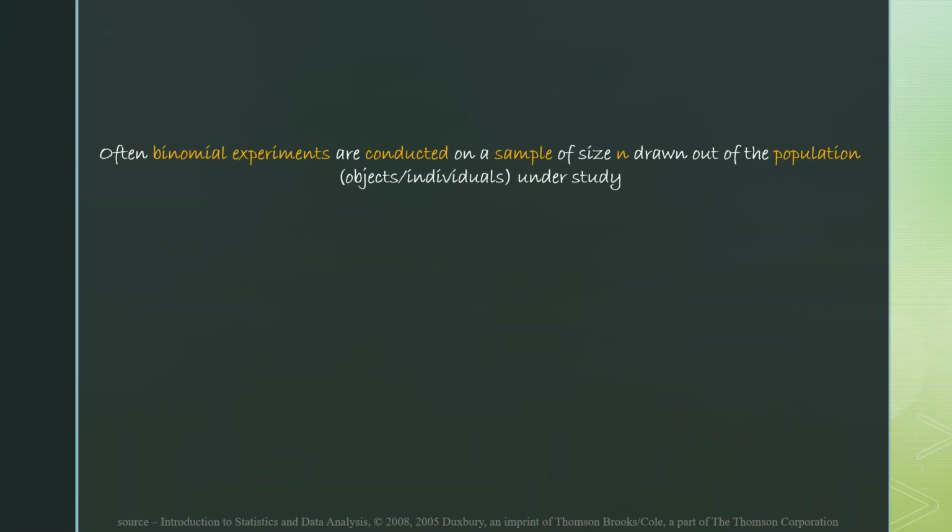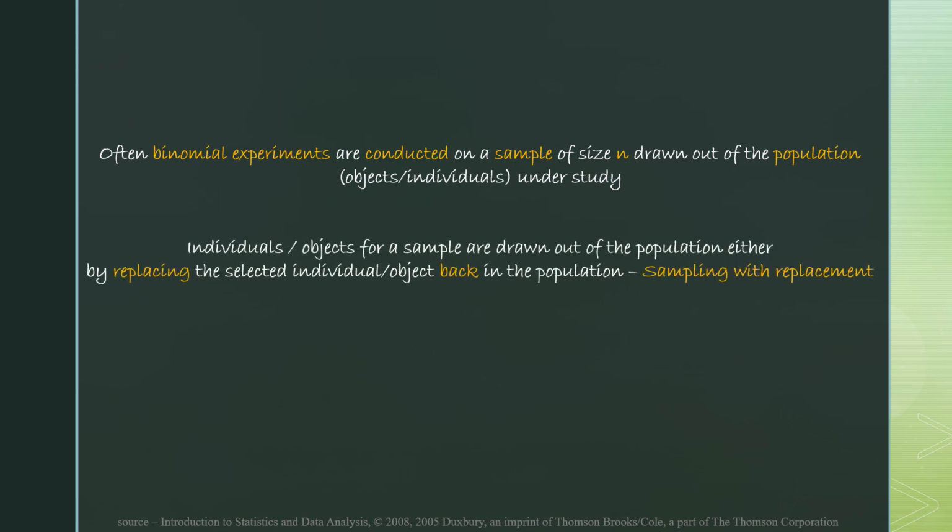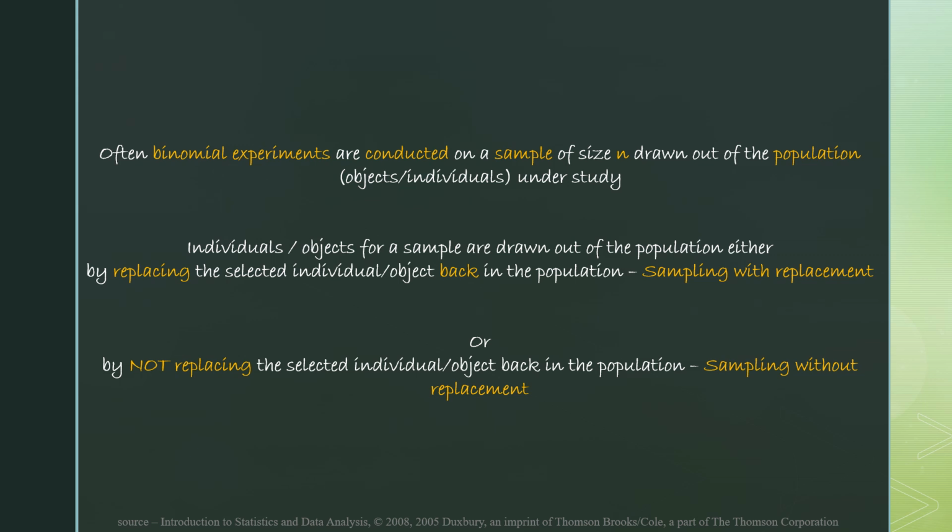Often, binomial experiments are conducted on a sample of size n drawn out of the population of objects or individuals under study. Individuals or objects for a sample are drawn out of the population either by replacing the selected individual or object back in the population, which is sampling with replacement, or by not replacing the selected individual or object back in the population, which is sampling without replacement.